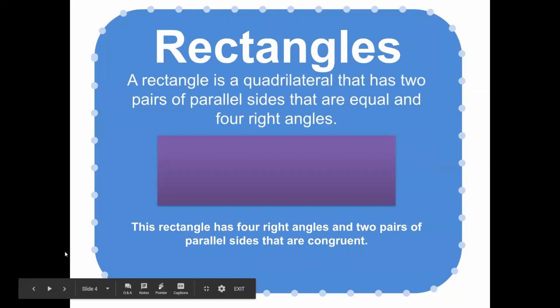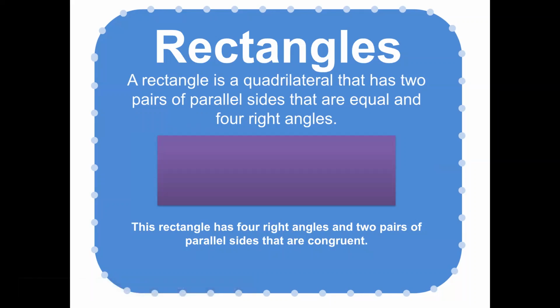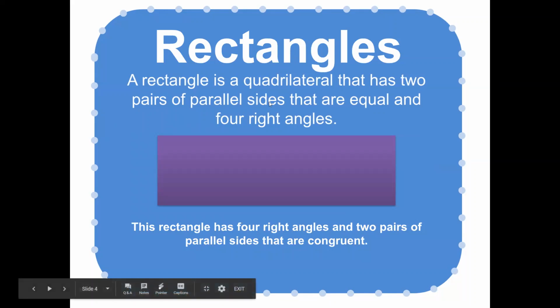A rectangle has two pairs of parallel sides, and because they are parallel, that makes the opposite sides equal to each other. Additionally, they also have four right angles, as do squares. So a square can be considered a rectangle since it has all four right angles and parallel sides.